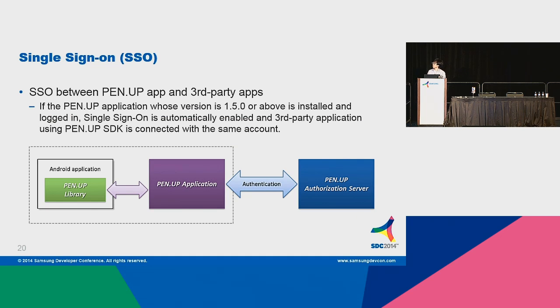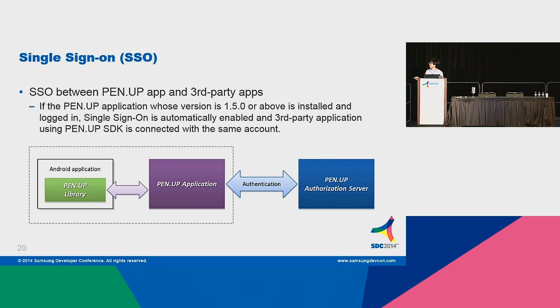And the PEN.UP SDK provides the single sign-on between the PEN.UP application and your application. So if the PEN.UP application, whose version is 1.5.0 or above, is installed, then this single sign-on is automatically enabled. And if the user is already logged into PEN.UP, then your application using PEN.UP SDK can be connected with the same account. So the user does not have to log in again.